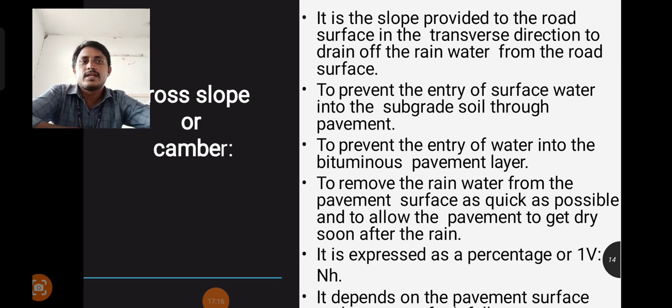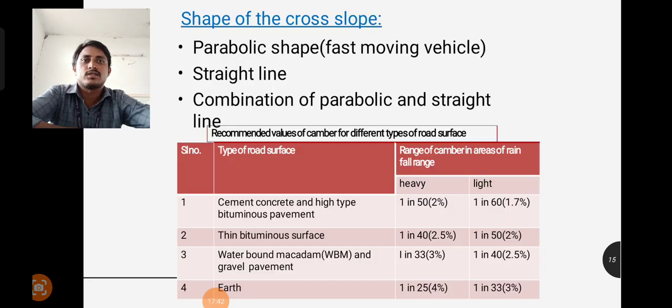It is to prevent entry of water into the bituminous pavement layer. When rainwater falls on the road surface, if a plane surface is provided, which means a cross slope is not provided, then the rainwater automatically penetrates into the bituminous layer or the layers below. In order to eliminate that, we should provide camber or cross slope.